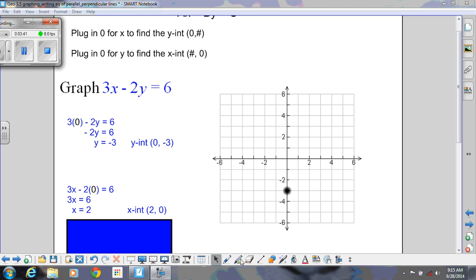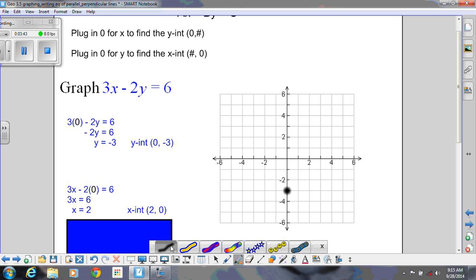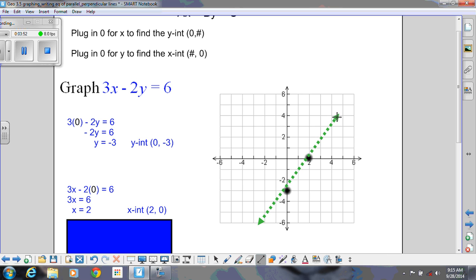Again, if I asked you to label some points, these would be the easiest two points to label. All right, and then I'm just going to connect those, and we've got our line.